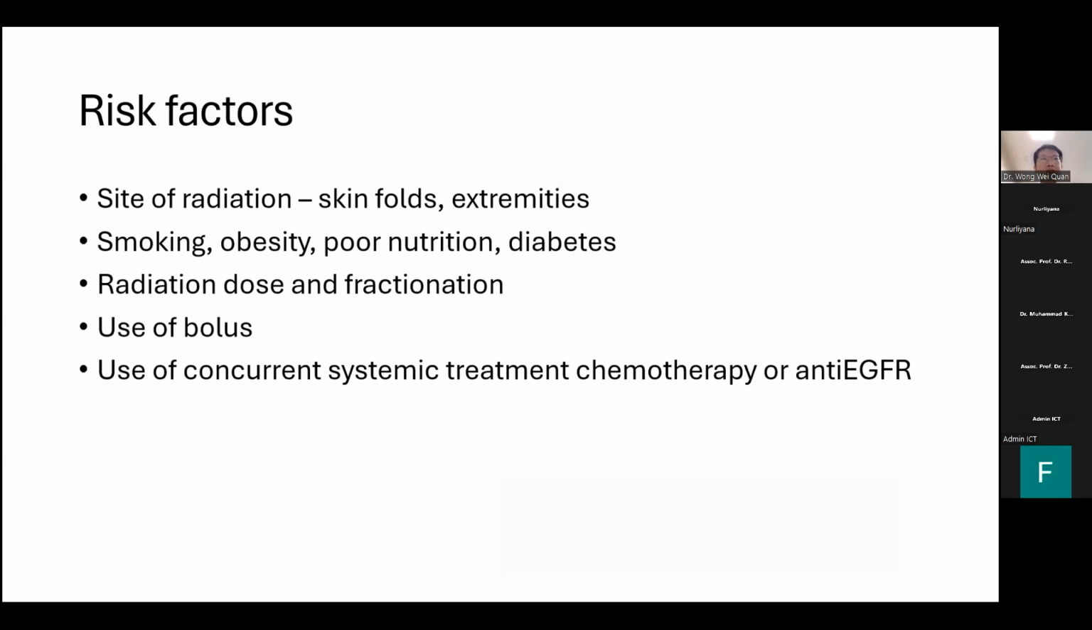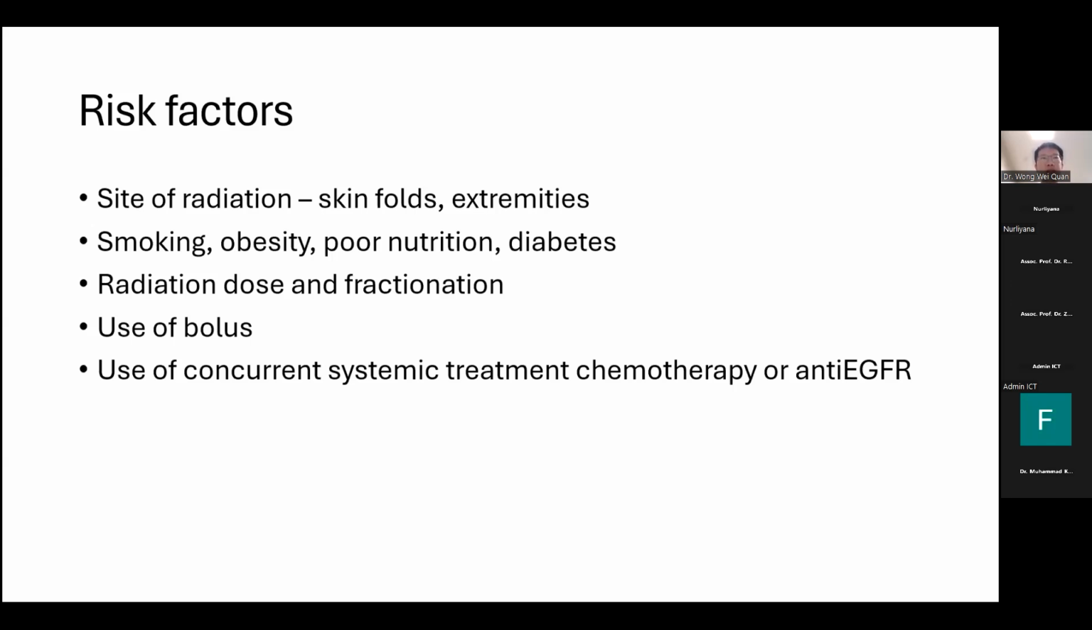Right. What are the risk factors for developing radiation dermatitis? That depends on many things, among them the site of radiation. So some areas where there are skin folds or extremities, the risk increases. And factors related to wound healing, patients who smoke or are obese, have poor nutrition, or have diabetes, they are at higher risk of getting radiation dermatitis. So of course, the cumulative dose and dose per fraction will also affect the risk or likelihood of getting radiation dermatitis.